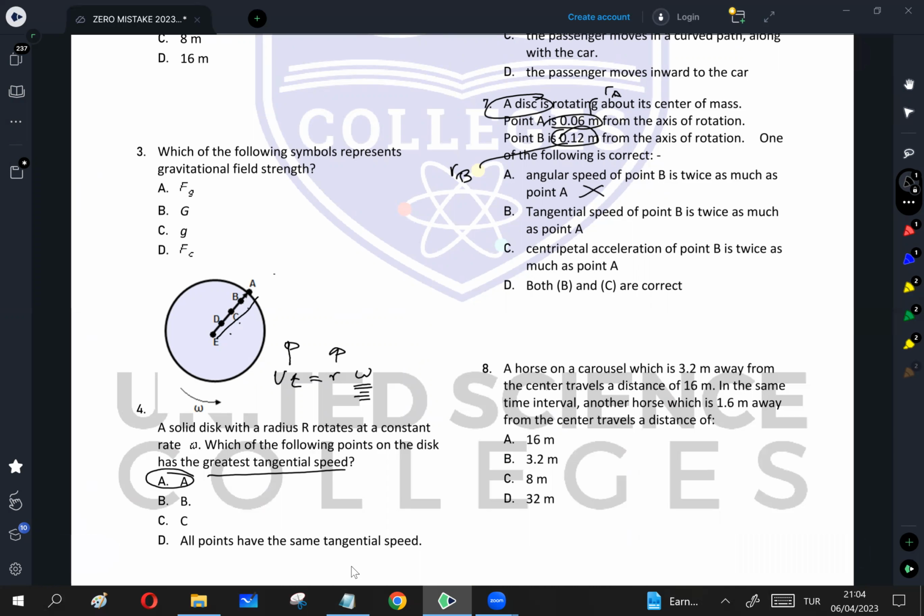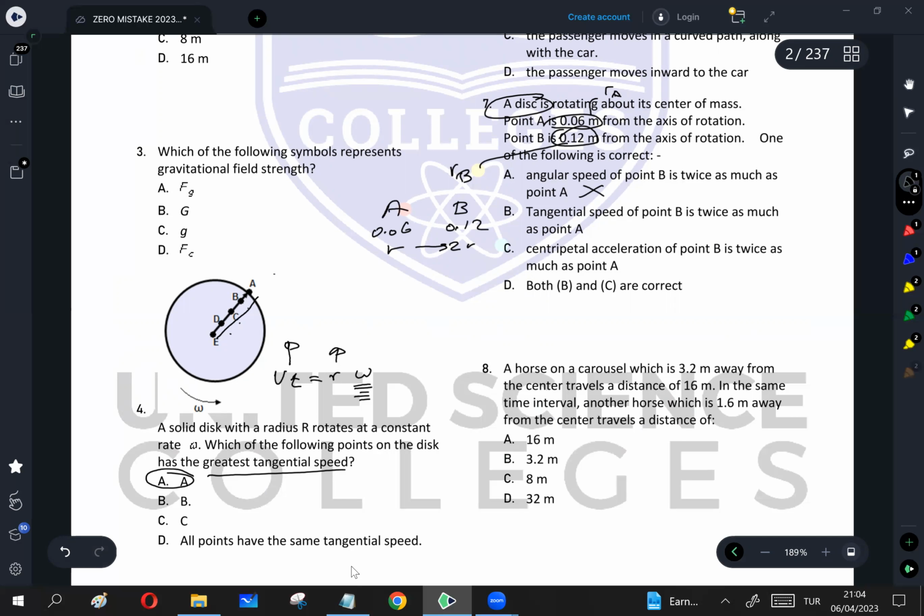Tangential speed of point B is twice as much as point A. Because point B has twice the radius, one of them is 0.06, the other one is 0.12. So this is R, this is going to be 2R. Of course, because point B has twice the radius of point A, it will have a tangential speed twice the tangential speed of point A. This is a correct answer.